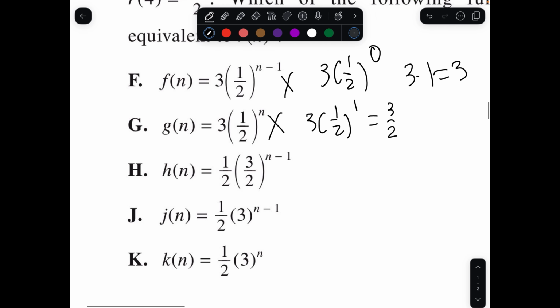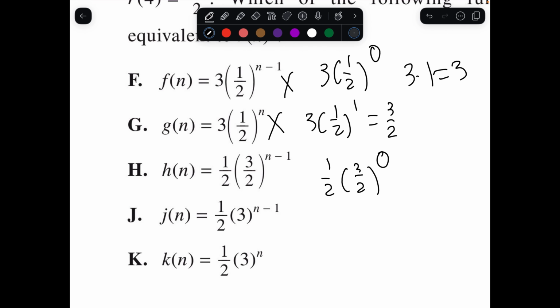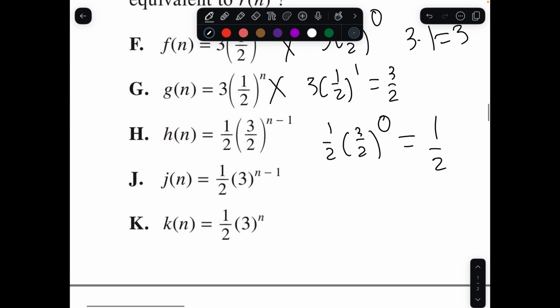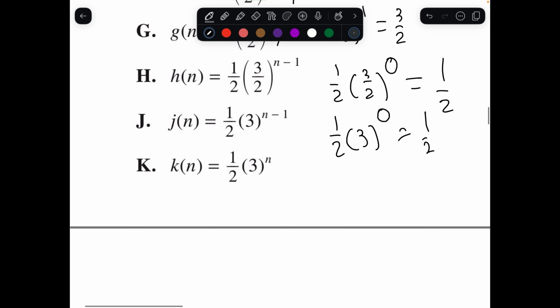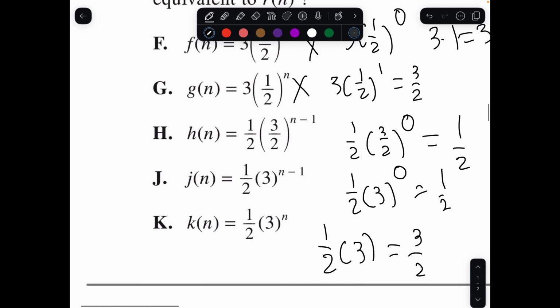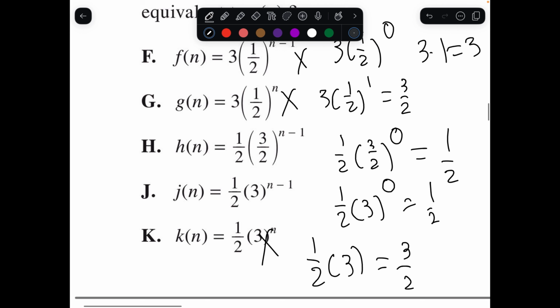Let's look at H. H tells us 1/2 times 3 over 2 to the n minus 1. 1 minus 1 is 0. 3 over 2 raised to the power of 0 is 1. So this gives you 1/2. So this is possibly correct. Same thing with J. 1/2 times 3 to the n minus 1. 1 minus 1 is 0. This also gives you 1/2. So this is also possibly correct. And K, 1/2 times 3, that gives you 3/2. So it's not K. So our answer is either H or J.